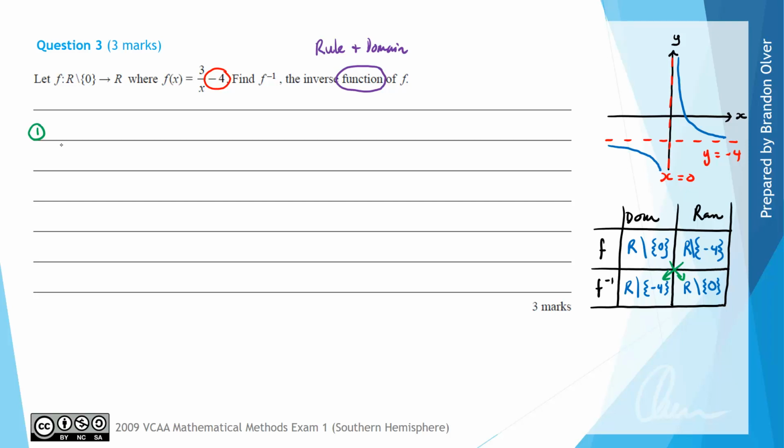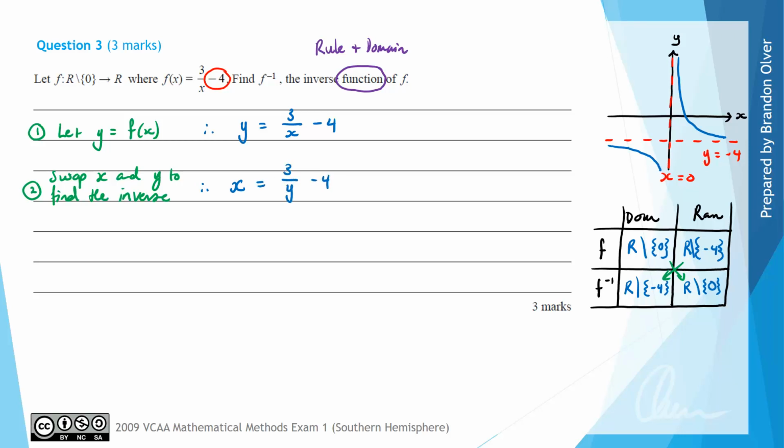So the first thing we're going to do is just let y equal the function f of x. So therefore we find that y is equal to 3 divided by x subtract 4. The second thing we have to do is swap x and y to find the inverse. Therefore the inverse function is x equals 3 divided by y subtract 4.